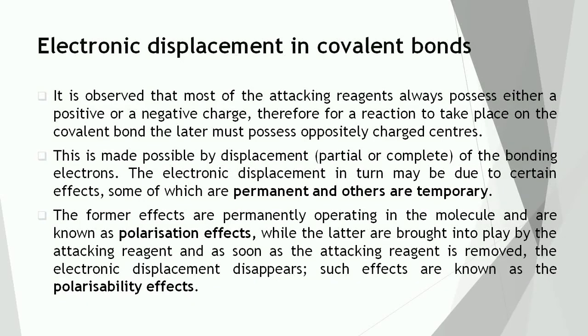Electronic displacement in covalent bonds: it is observed that most attacking reagents possess either a positive or a negative charge. Therefore, for a reaction to take place on the covalent bond, the latter must possess an oppositely charged center. This is made possible by displacement of the bonding electron. The electronic displacement in turn may be due to certain effects, some of which are permanent and others temporary.